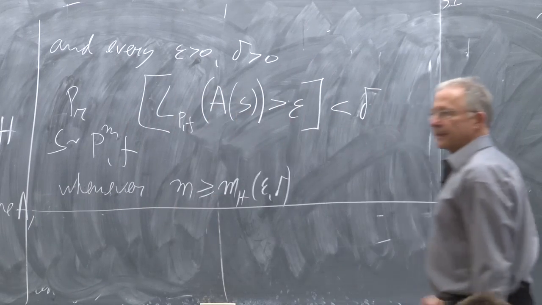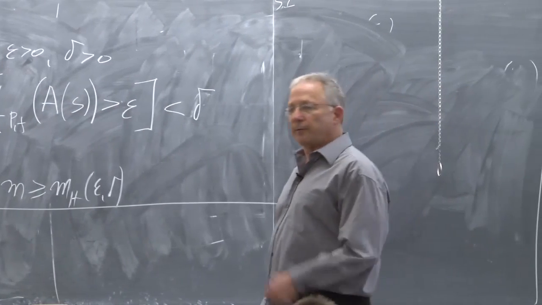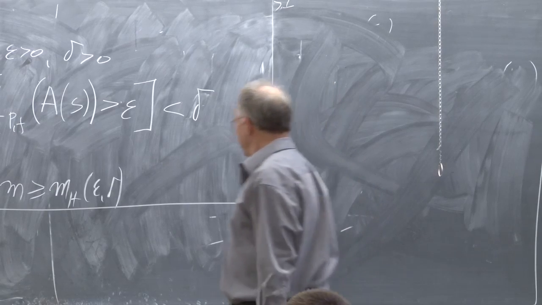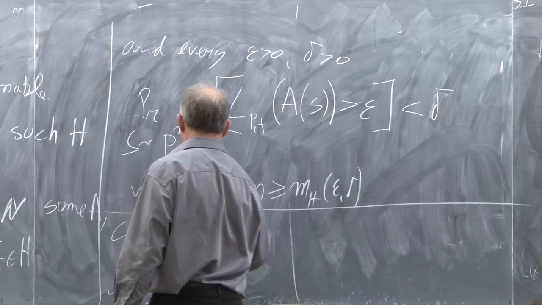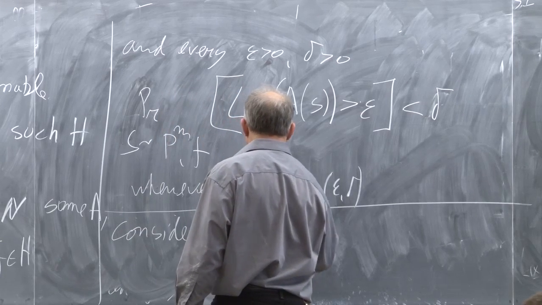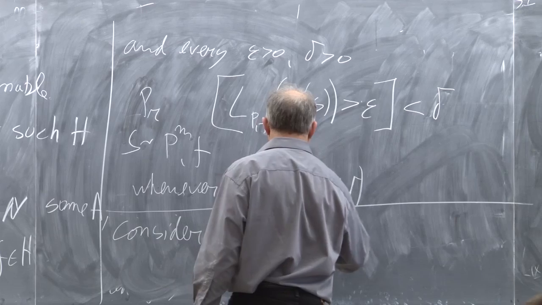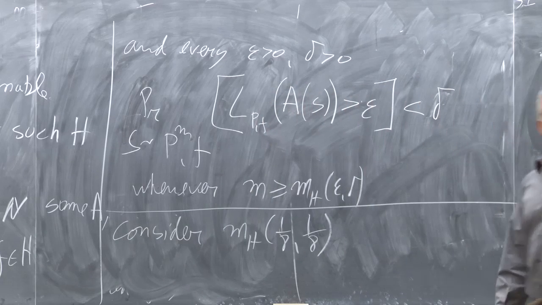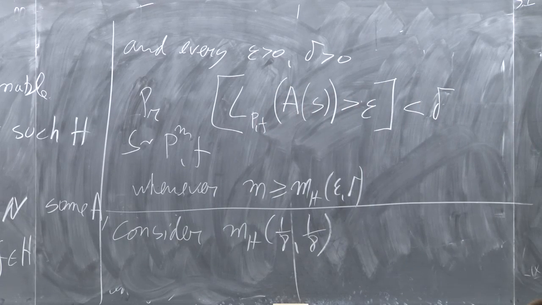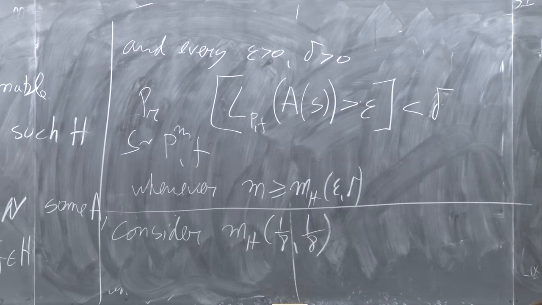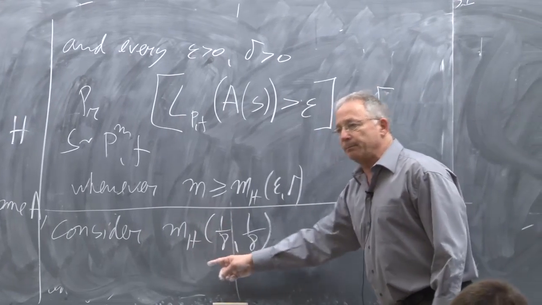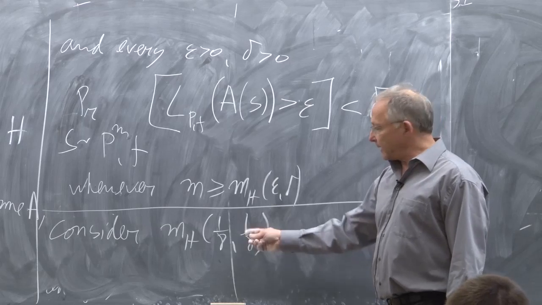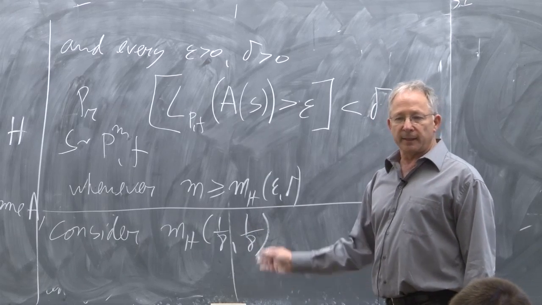We know that our class has infinite VC dimension. So if it has infinite VC dimension, consider m_H of 1 over 8, 1 over 8. Since I assume by way of contradiction that the class is learnable. If it's learnable, I have my function m_H. If I have my function m_H, I can substitute 1 over 8, 1 over 8, and get some number. If it's learnable, it's some finite number.